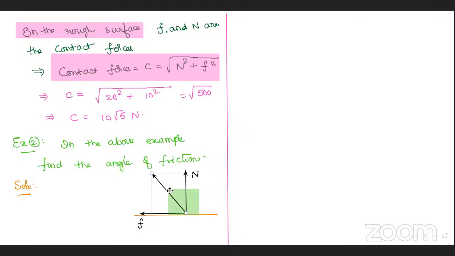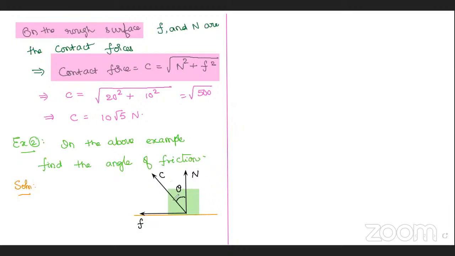No need to say limiting friction. That one at the time of rest, you can call it. So here, this is the resultant force of F and N. We represent it as the contact force, represented with the letter C. It is the resultant force. That resultant force with the normal reaction makes how much angle? This is theta.